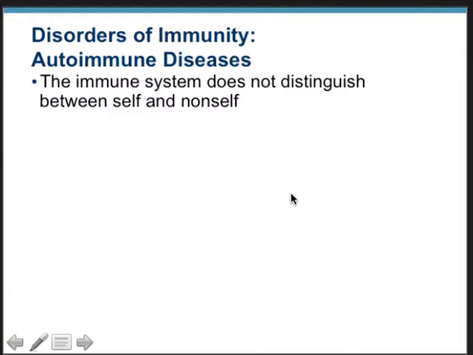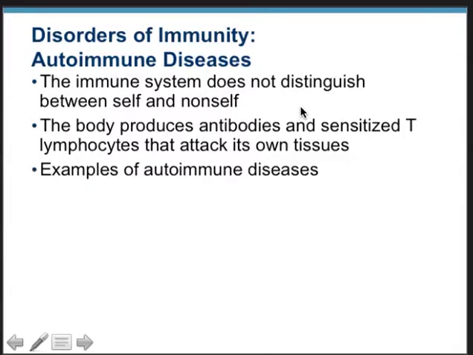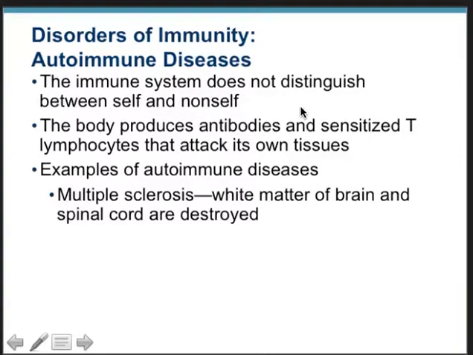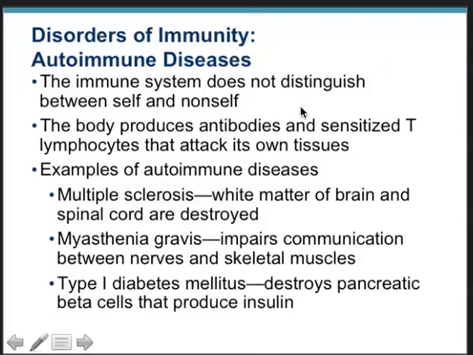The immune system, remember, does not distinguish between self and non-self. The body produces antibodies and sensitized T lymphocytes that attack its own tissues in autoimmune disorders. Examples of autoimmune diseases include multiple sclerosis, where the white matter of the brain and the spinal cord are destroyed, myasthenia gravis, which impairs communication between nerves and skeletal muscle, and type 1 diabetes, which destroys pancreatic beta cells that produce insulin. All of these result in the destruction of healthy tissue.